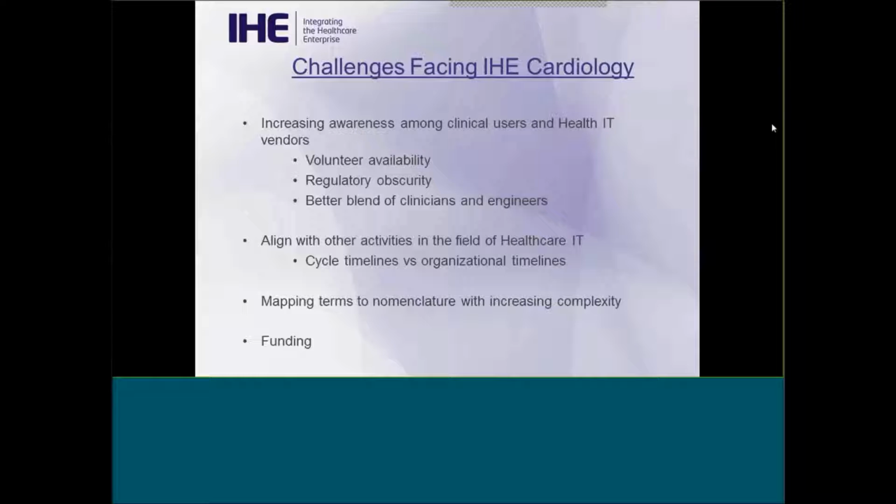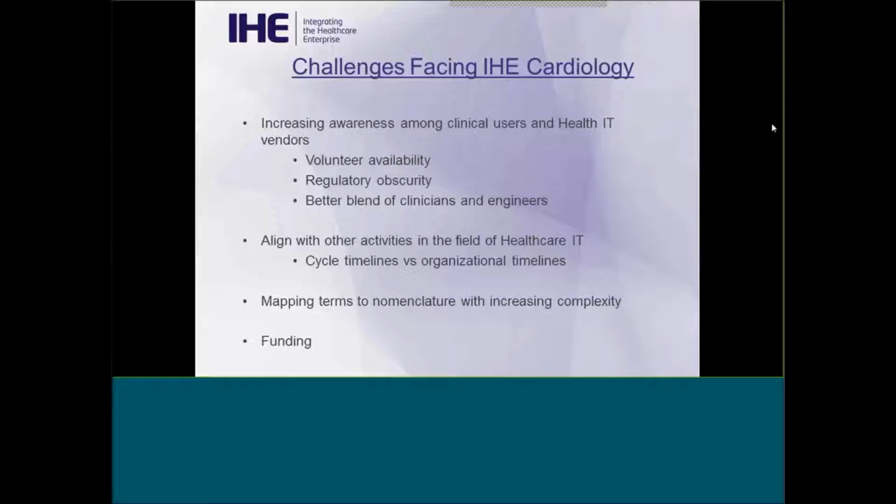Excellent, thank you. Forward. The challenges facing the IHE cardiology domain are not dissimilar from what other domains face. First of all, we need to increase awareness among both the clinical users and the health IT vendors of what IHE is and how it can help both of them. There are not many volunteers available. I can speak from the clinical community. Many of the physicians are very busy. There's a lot on their plate, and it's difficult to involve new people, even though we try our best to show them what the goal would be and how it would improve their workflow.